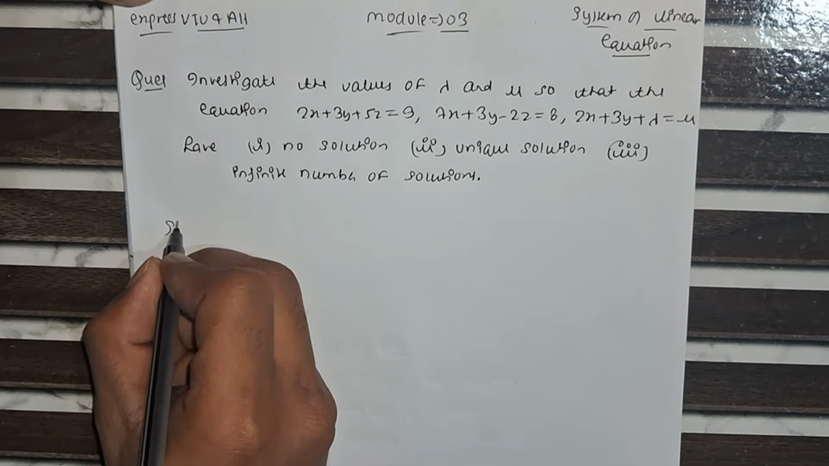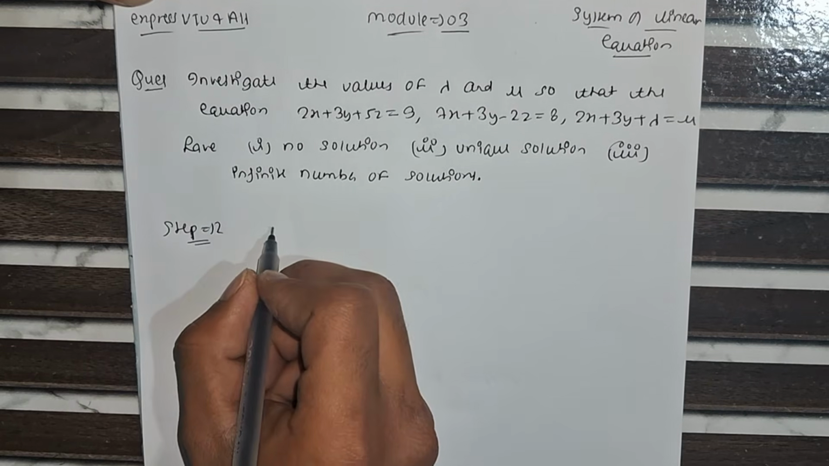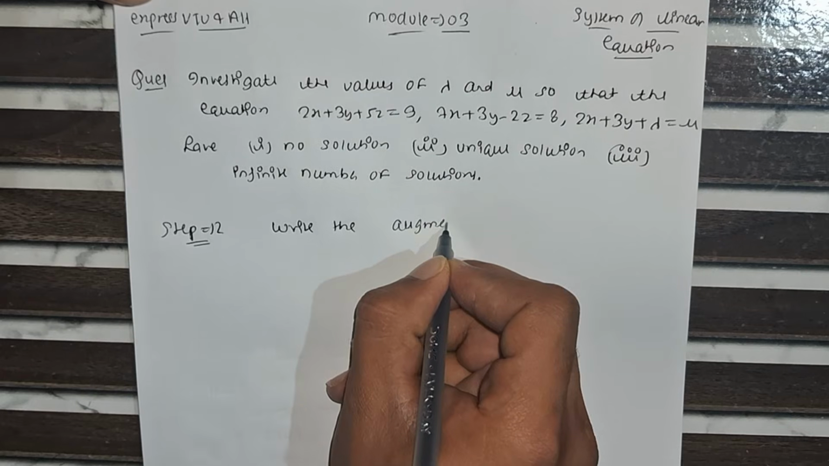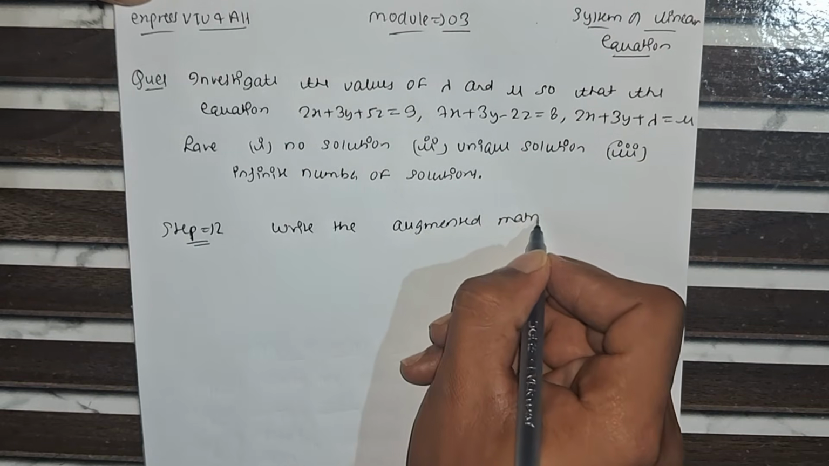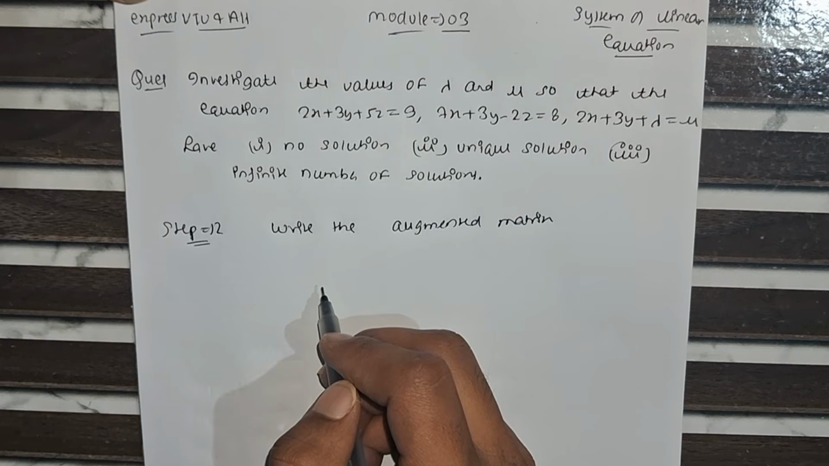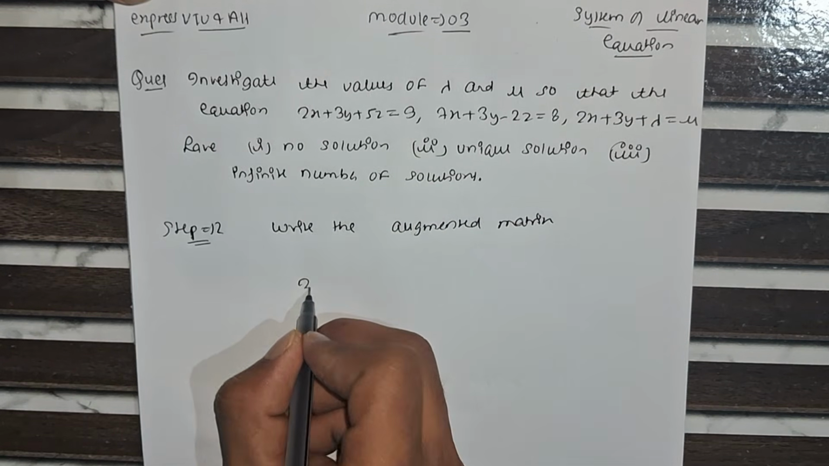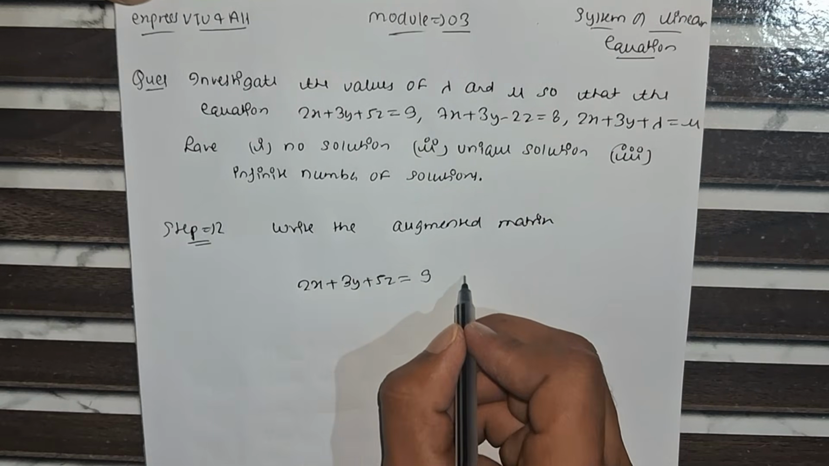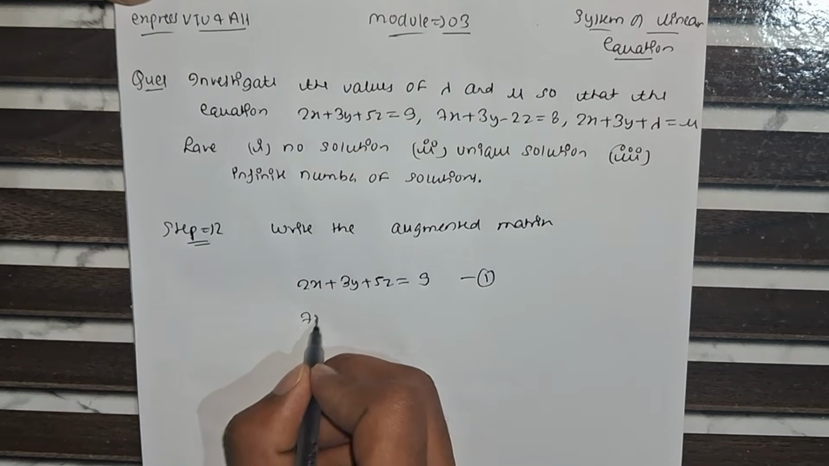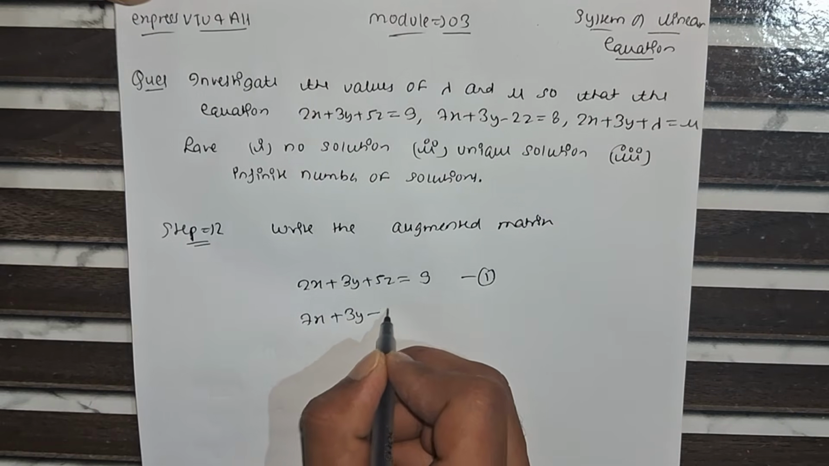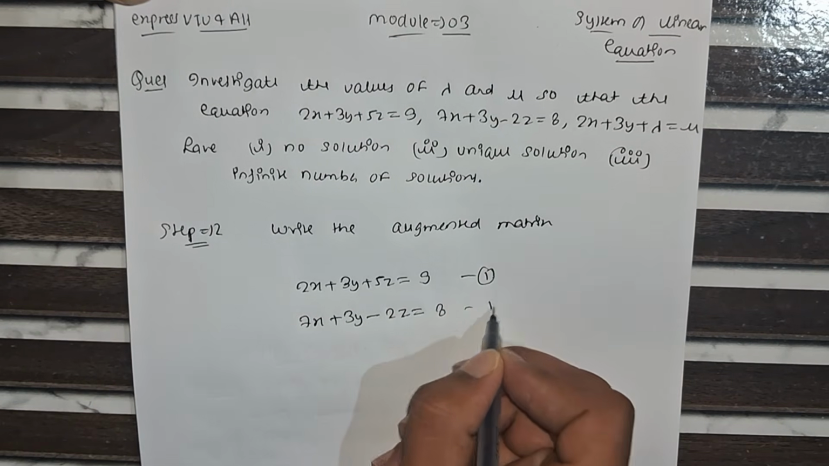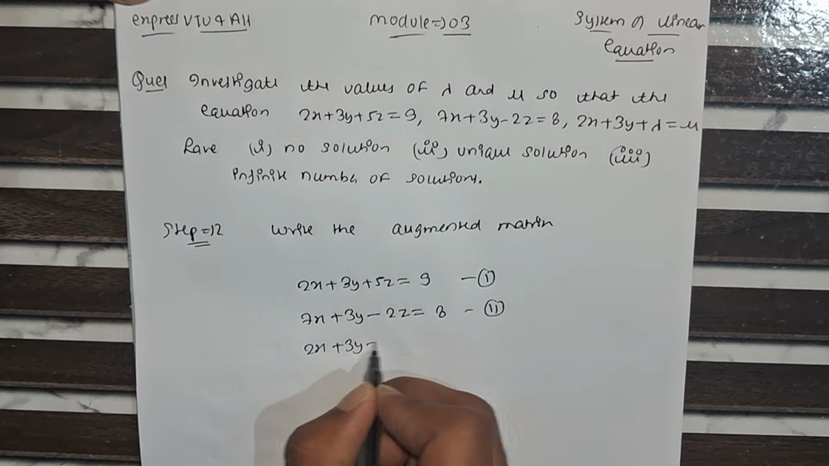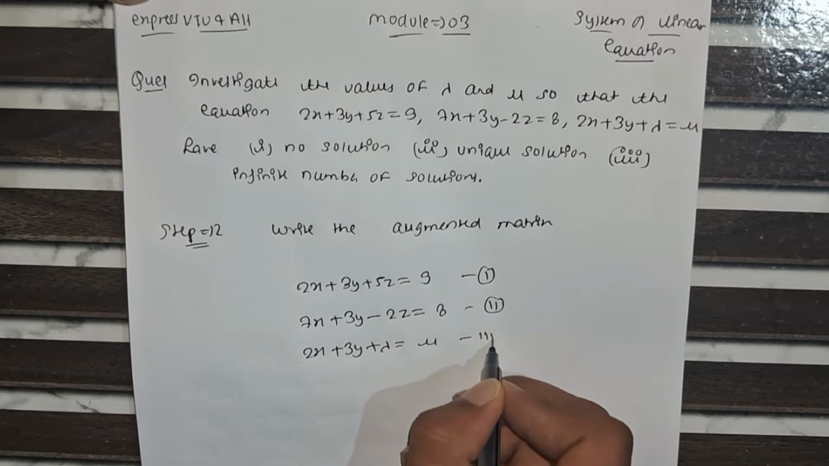Step 1 is write the augmented matrix. Before writing the augmented matrix, we write the given equations. The first equation is 2x plus 3y plus 5z equals 9. The second equation is 7x plus 3y minus 2z equals 8. And the third equation is 2x plus 3y plus lambda z equals mu.